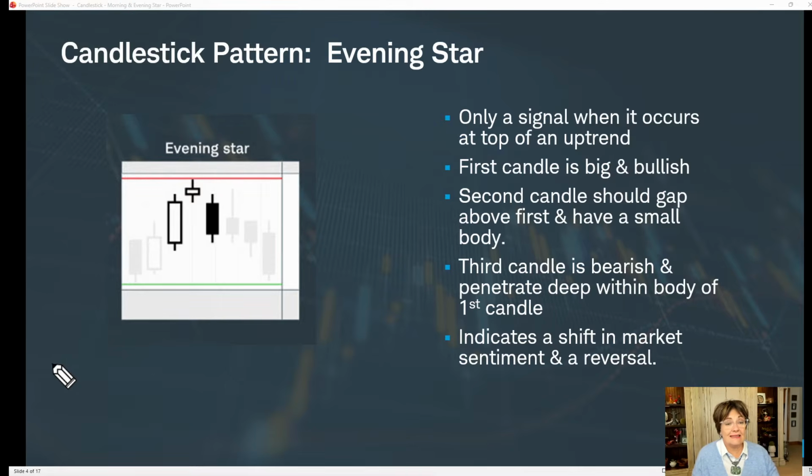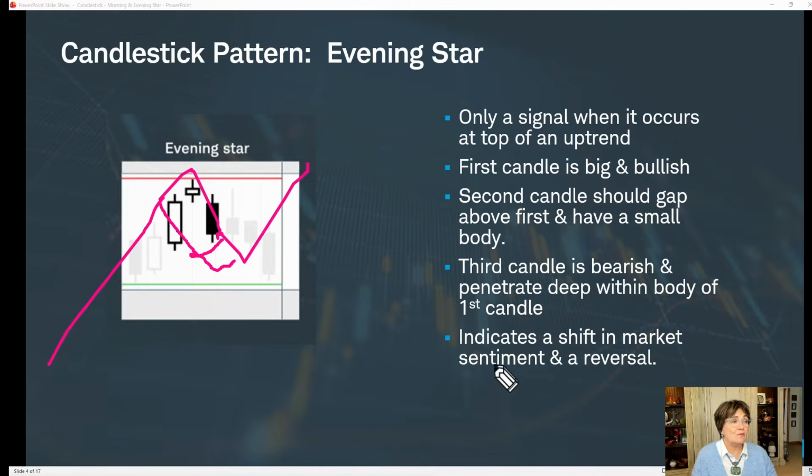We can see this type of pattern occurring sometimes when we've had a significant uptrend, and then we see this pattern occur, and it might just pull back for a few days and then continue on up. So we could see this within a bull flag type pattern. This would be our flag part of the pattern right here.